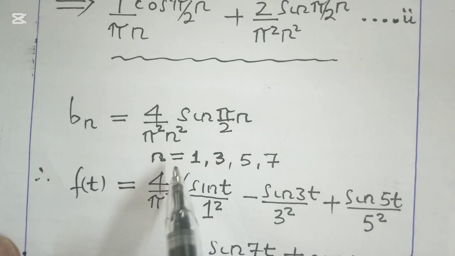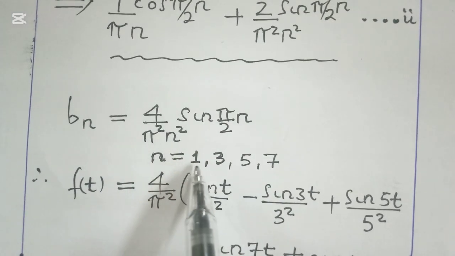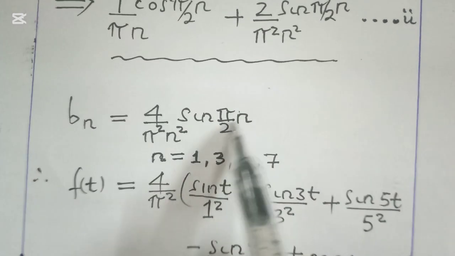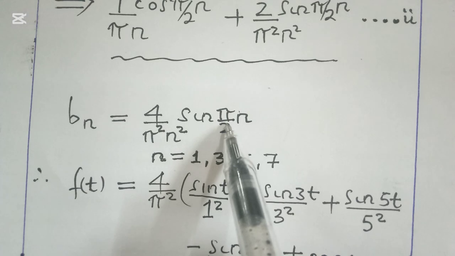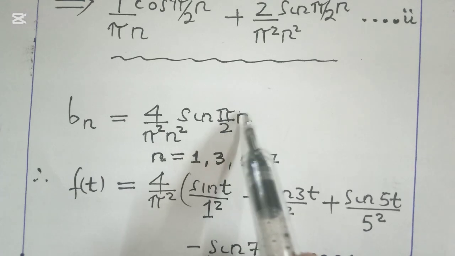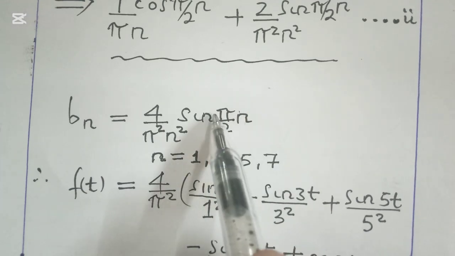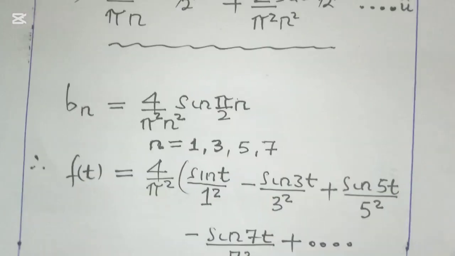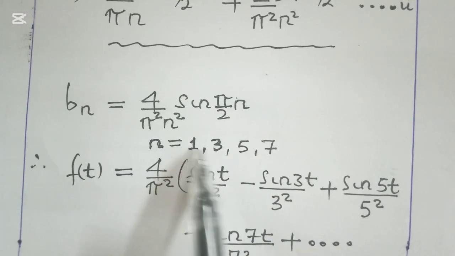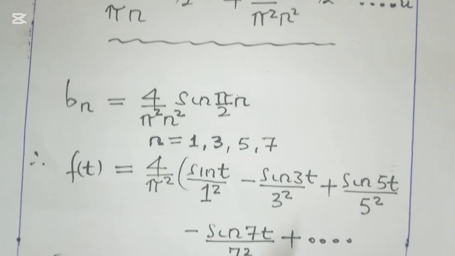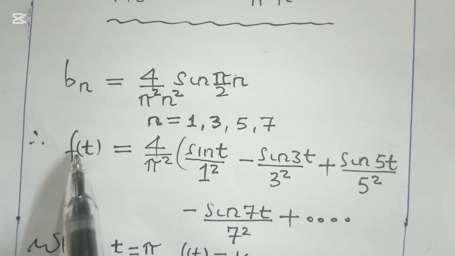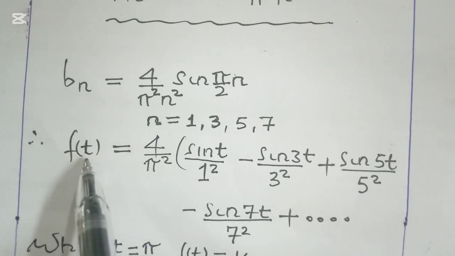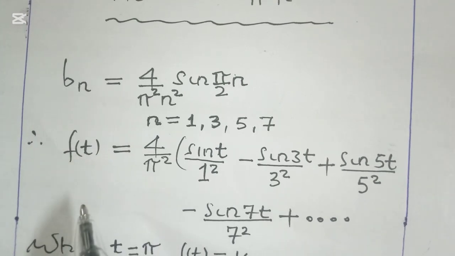Guys, when we now use n, we are going to have the odd numbers. Because if you put 2 here, that will give us sine of 180, which is 0. If you put 4, it will be sine 360, which is also 0. So our numbers are going to be odd, that is 1, 3, 5, 7, and so on. And so, replacing those numbers, we will have f(t). That is, our equation is now going to be like that.